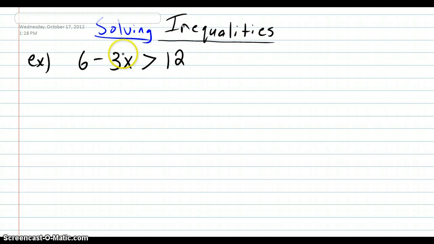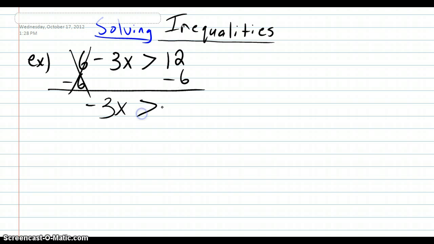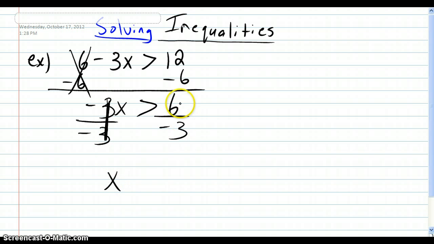Okay, the x is already here. Awesome. So how do you move a 6? You cannot put plus 6 because 6 plus 6 is 12. Minus 6. Minus 6. 6 minus 6 goes away. Negative 3x is greater than 12 minus 6, which is 6. Good. Now, we would here divide by a negative 3, divide by a negative 3 to get this to be 1. X is here. 6 divided by negative 3 is negative 2.